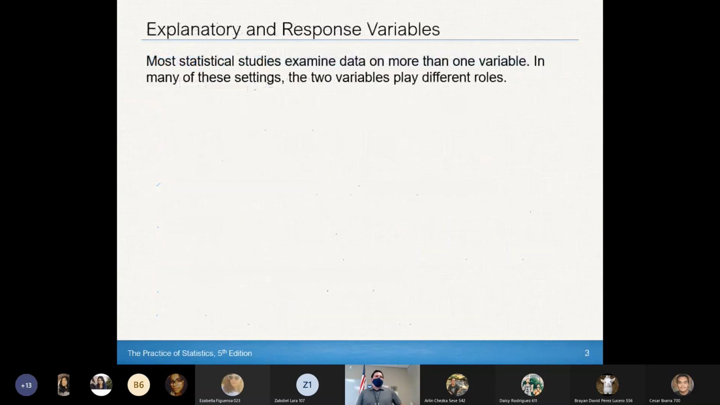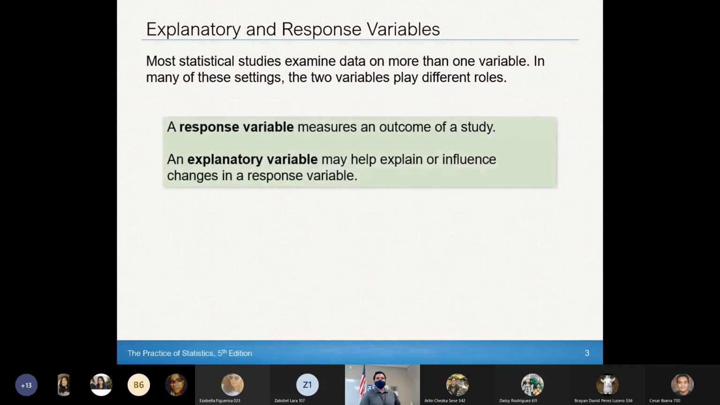All right, so explanatory and response variables. Most statistical studies examine data on more than one variable. In many of these settings, the two variables play different roles. A response variable measures an outcome of a study. It's the thing that you're measuring. The explanatory variable may help explain or influence changes in a response variable. An explanatory variable could be a treatment, a specific thing, right? That can explain certain responses.